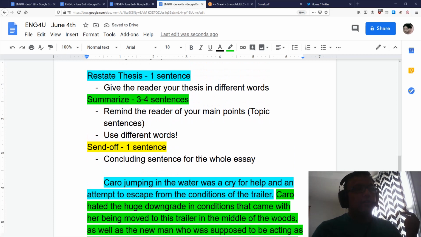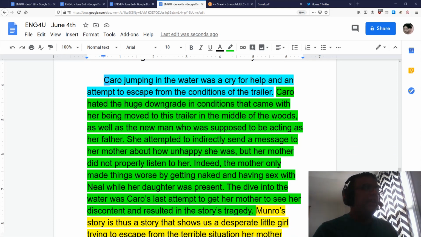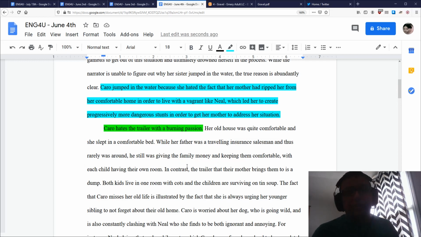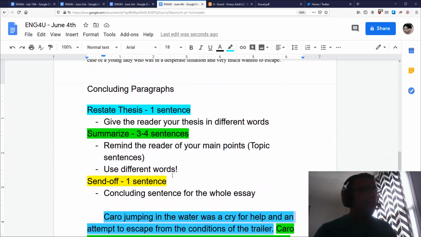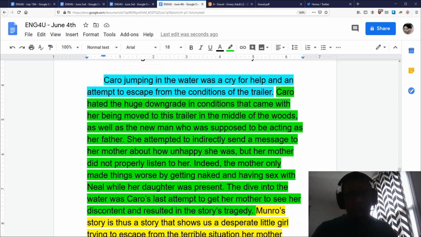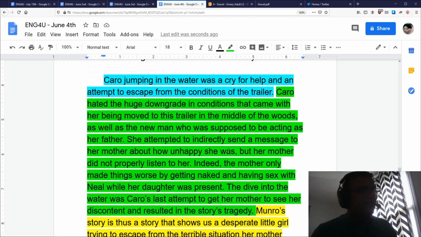The concluding paragraph has 3 ingredients. First, you restate your thesis. Caro jumping in the water was a cry for help and an attempt to escape from the conditions of the trailer. That's what I've got there, which is a restatement of my original thesis. You should use different words, but other than that, it's a pretty straightforward thing. Just restate your thesis.